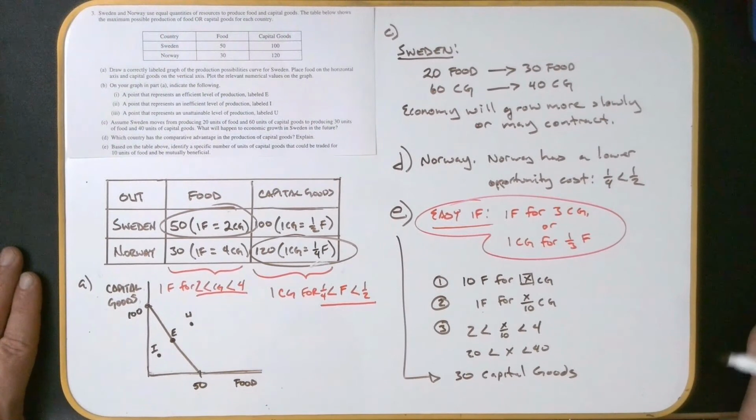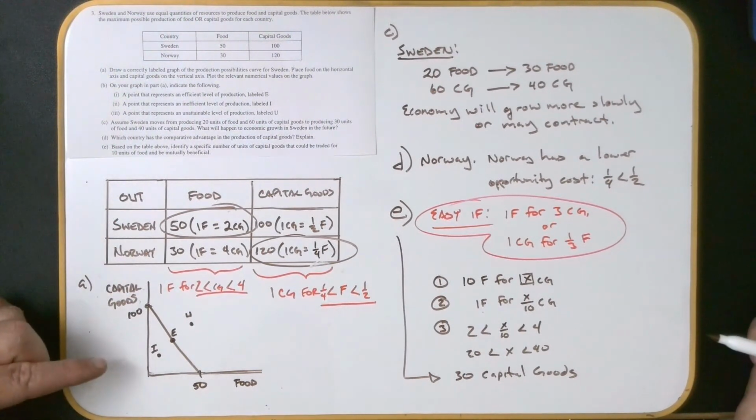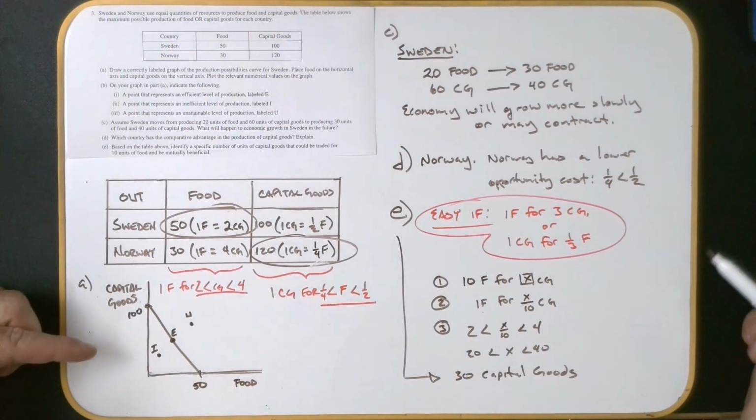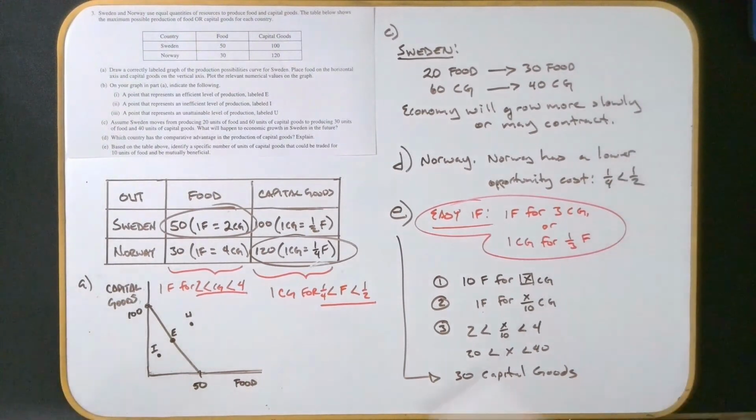Okay, so a little trade table, a little PPF, understanding capital goods versus consumer goods. So that was question number 3. So for 2019, set 2, we only had 1 and 3 because 2 was not in the curriculum this year.